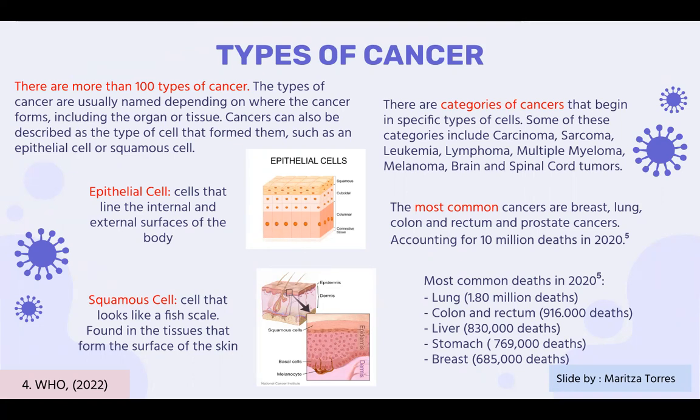With many types of cancer, there are also different categories of cancer that begin in specific types of cells. Some of these categories include carcinoma, sarcoma, leukemia, lymphoma, multiple myeloma, melanoma, and brain and spinal cord tumors. However, the most common cancers are breast, lung, colon and rectum, and prostate cancers, accounting for 10 million deaths in 2020.